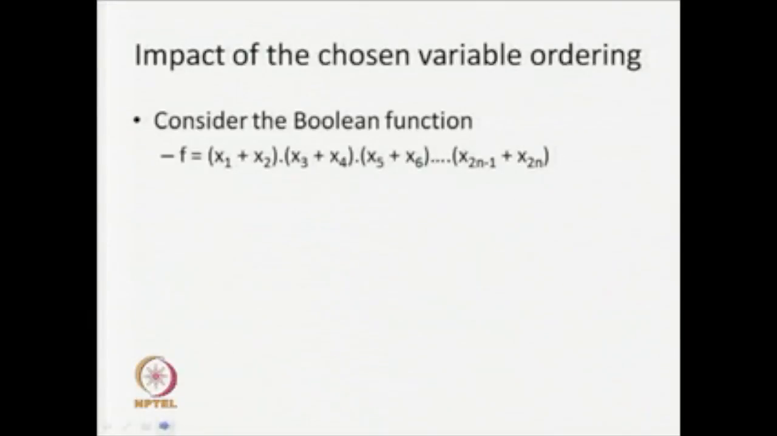Okay. I will explain these things with the help of one simple example. Just say that consider this particular Boolean function f: x1 plus x2, x3 plus x4, x5 plus x6, like that up to x(2n-1) plus x(2n). That means we are having 2n variables. So, this is a function of 2n variables, and this is a simple function.